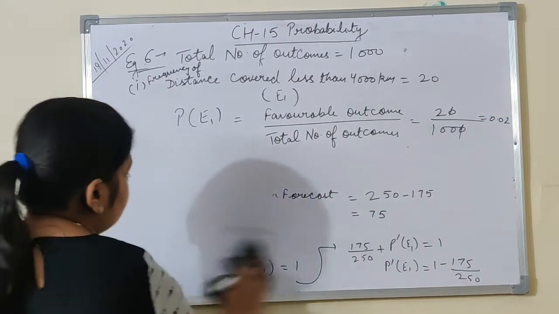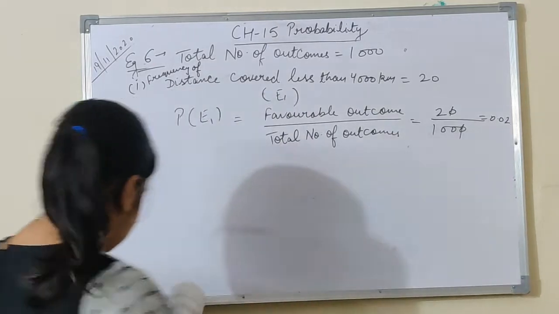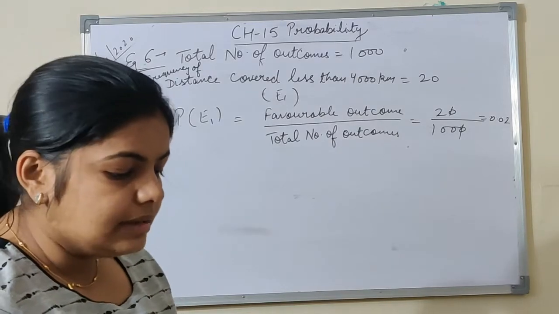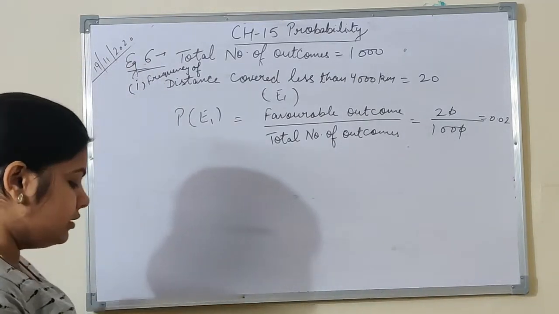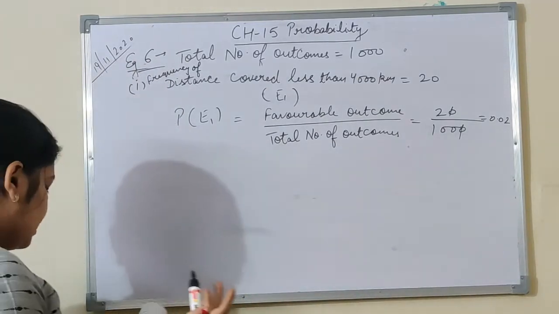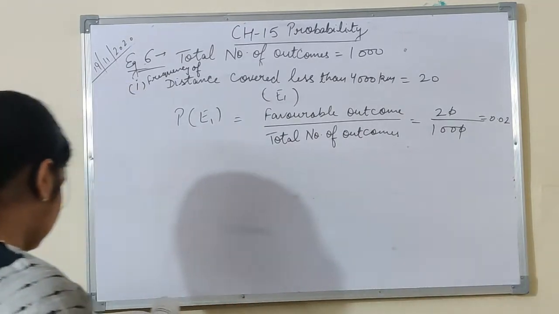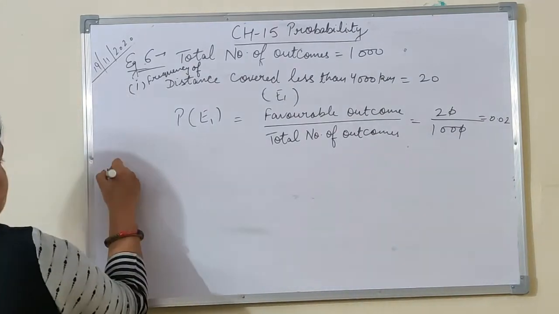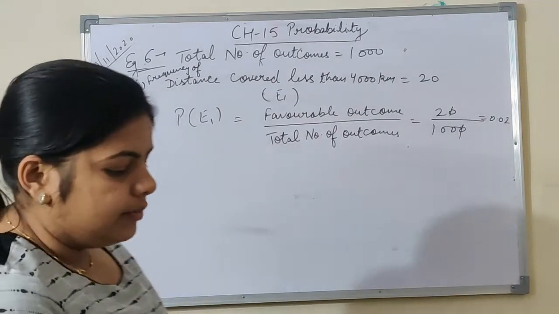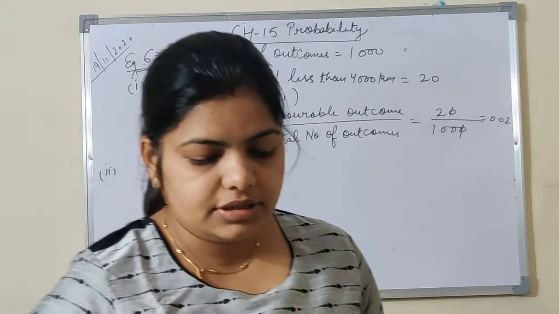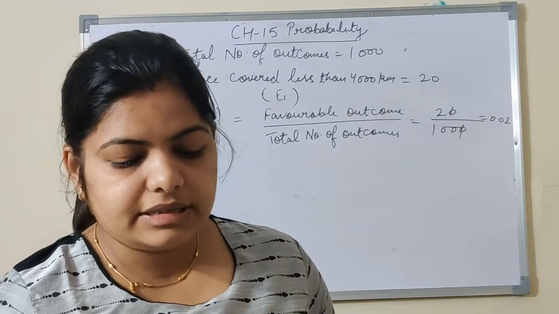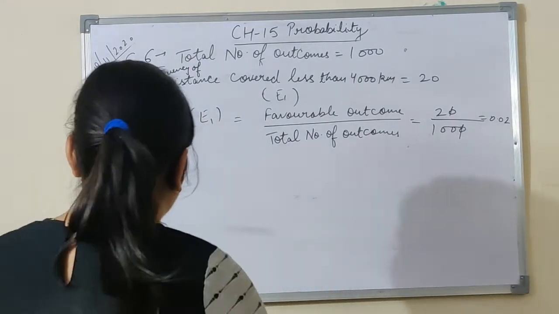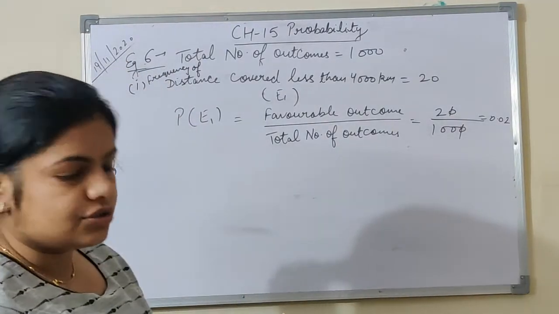Then come to the next part: we have to find the probability that it will last more than 9000 kilometers. It will last more than 9000 kilometers. You can see in our table which ones are more than 9000, the last 2 columns. That means the last 2 columns are for more than 9000, so we have to add the frequencies of the last 2 columns.